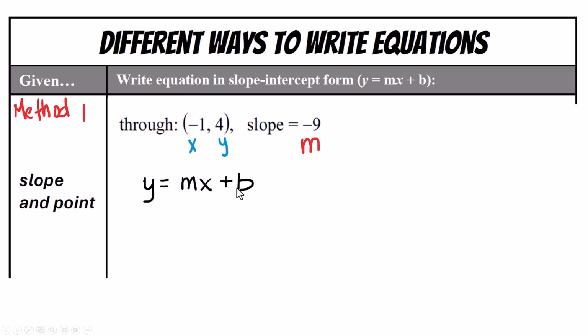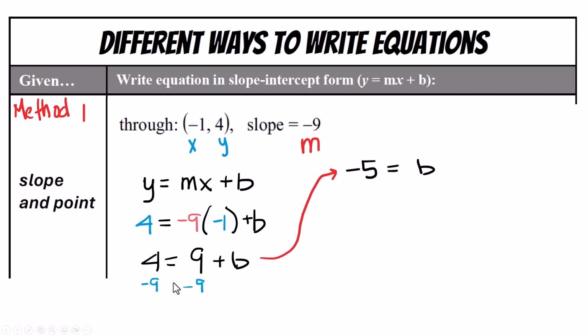So I take the equation y equals mx plus b. I know an x, I know a y, I know an m, and I can put all those things in here. The only variable I don't know is the b, and that's what I need to find out. This is a 4 because the y is 4. -9 comes from the slope, and -1 comes from the point for x. Working that out, we're going to end up with 4 equals +9, since -9 times -1 is +9, plus b.